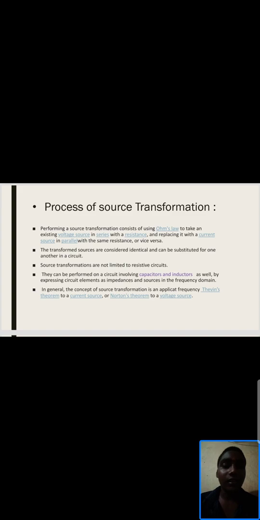Source transformations are not limited to resistive circuits. They can be performed on a circuit involving capacitors and inductors as well, by expressing circuit elements as impedance and sources in the frequency domain.